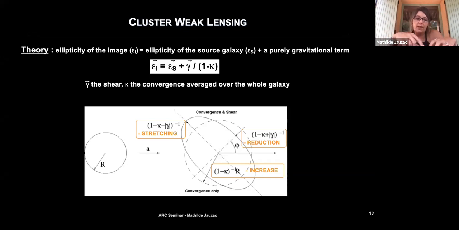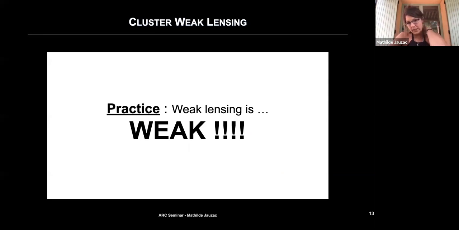So basically what's going to happen, if you look at the sketch below, is that imagine your lens source is purely circular, you apply some lensing, the convergence is going to increase the size of your source, and the shear is going to reduce it in one direction and stretch it in the other. So from a purely circular galaxy, you lens it, you end up with an ellipse.